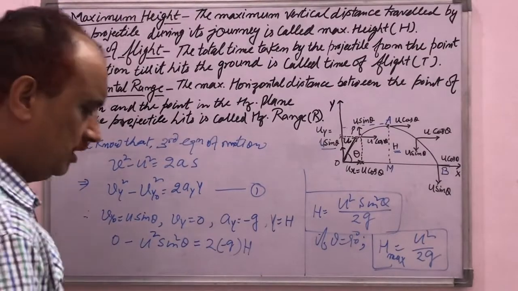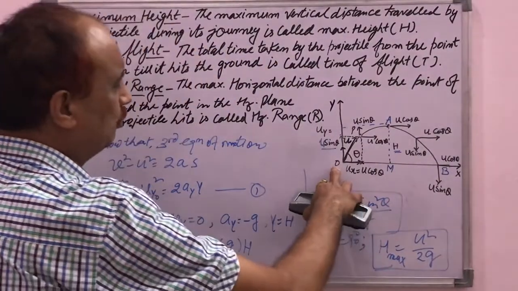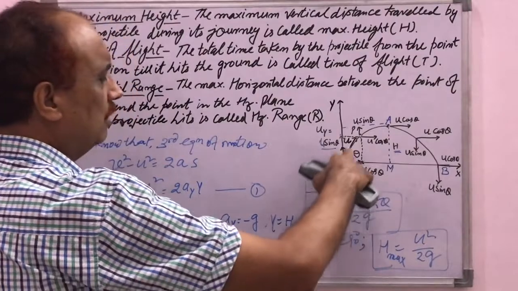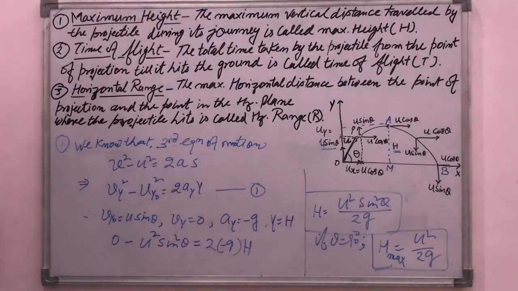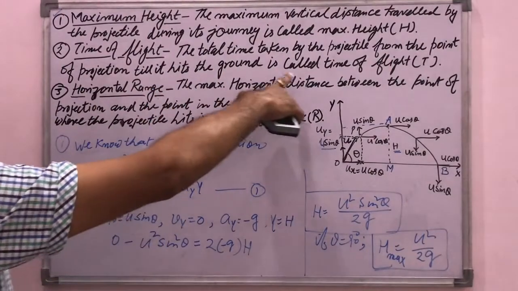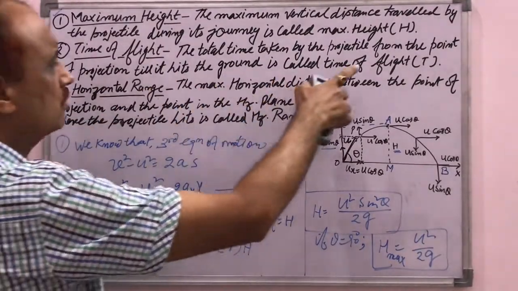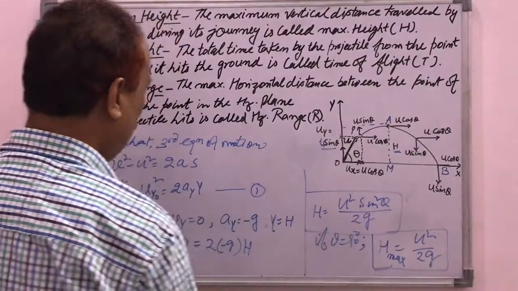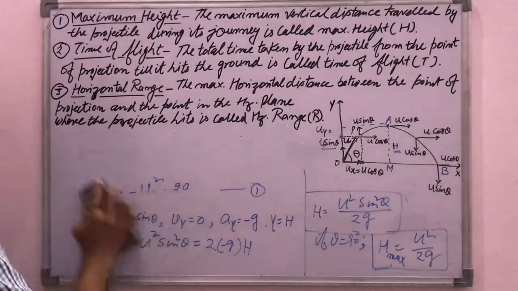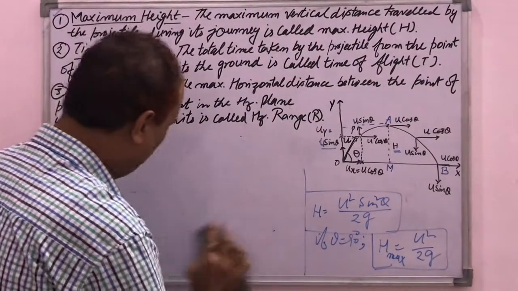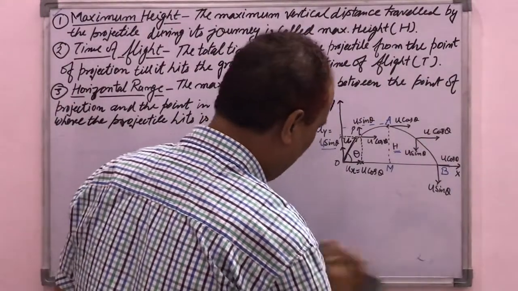Now the second expression is time of flight. Time of flight means the total time taken by a projectile from the point of projection to the point B where the projectile hits the ground. So the total time taken by the projectile from the point of projection till it hits the ground is called time of flight, and it is denoted by capital T. Now we have to derive the expression for the time of flight, that is for capital T.